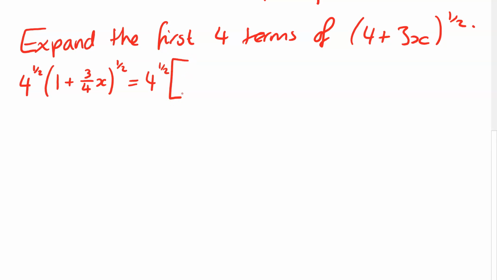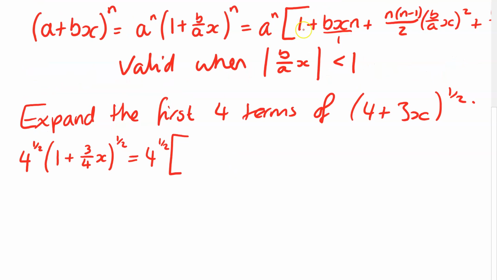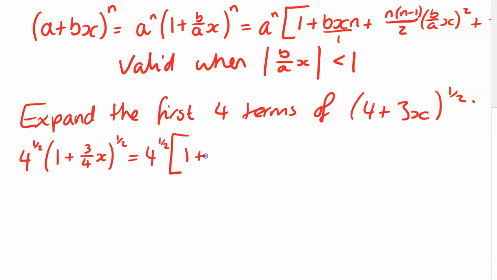Now comes the substitution into the formula. So the first part is 1, it's always 1, plus nbx, so that's this bit, with an n in front of it. So 3 over 4, well we know n's a half. I'm going to put my x at the end.